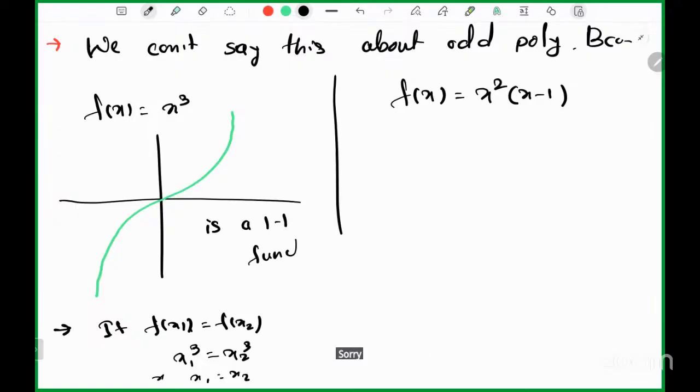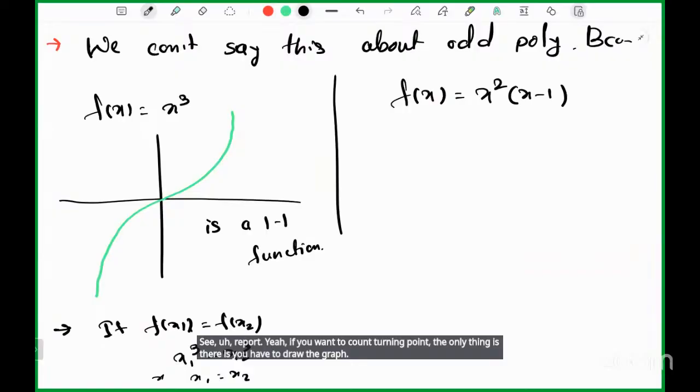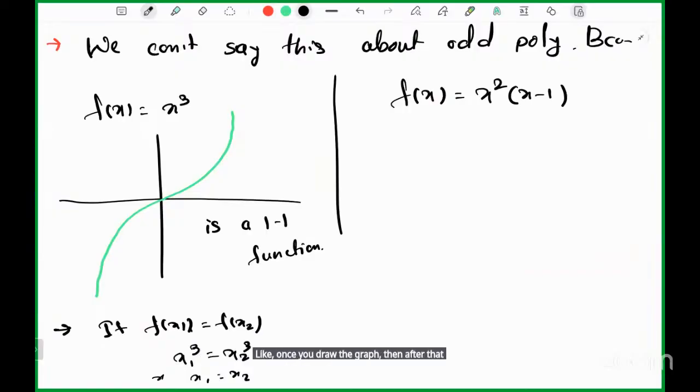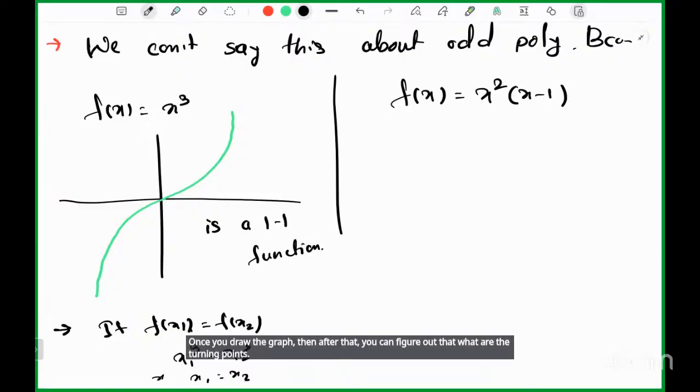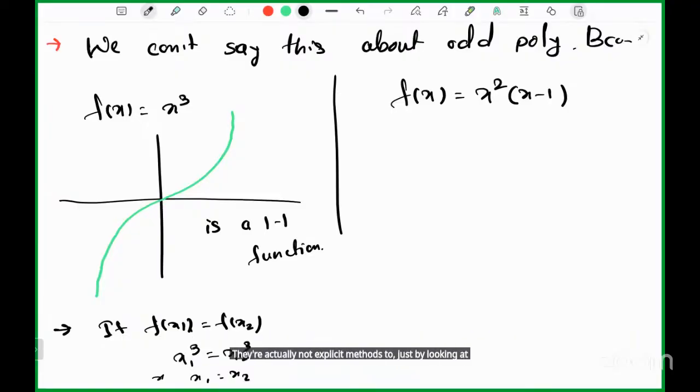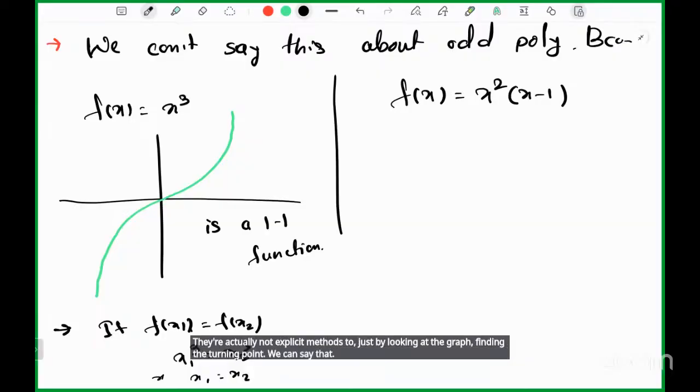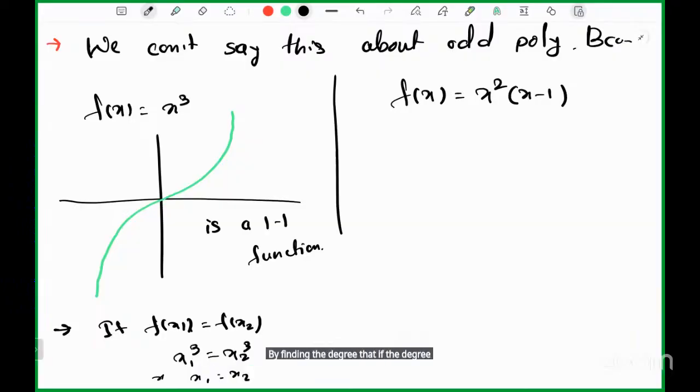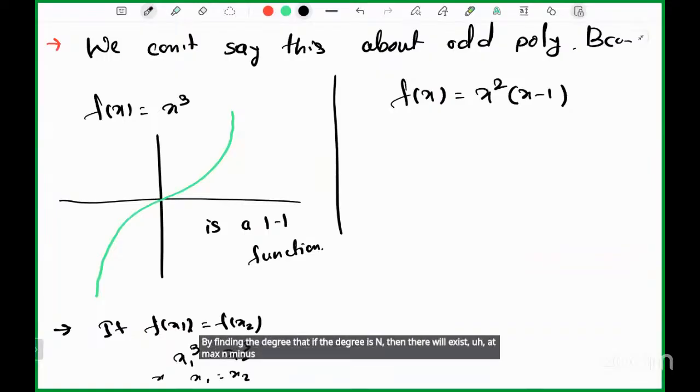Sorry to interrupt, ma'am. How do we count the turning points to see the function, without the explanation? See, if you want to count turning points, the only thing is you have to draw the graph, right? Once you draw the graph, after that you can figure out what the turning points are. There are actually no explicit methods to find the turning points just by looking at the expression. We can say by finding the degree that if the degree is n, then there will exist at most n minus 1 turning points. But the exact number of turning points you can say only by looking at the graph.